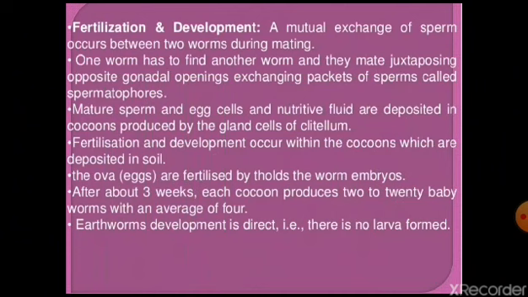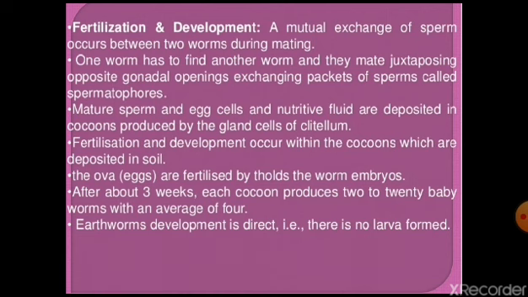Fertilization and development. A mutual exchange of sperm occurs between two worms during mating. One worm has to find another worm and they mate, juxtaposing opposite gonadal openings, exchanging packets of sperms called spermatophores. Mature sperms and eggs and nutritive fluids are deposited in cocoons produced by the gland cells which are present in the clitellum. Fertilization and development occur within the cocoon, which is deposited in the soil.